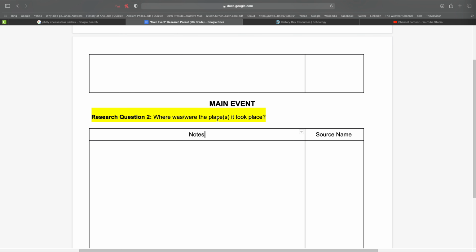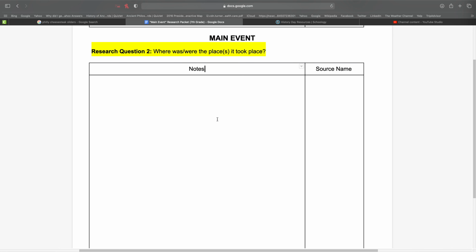Where were the places it took place? As we know with Rosa Parks, it took place in Montgomery, Alabama. More specifically, it also took place on a city bus. And I'm not sure of the neighborhood. That's something you could find out, for instance. And that's where it took place.